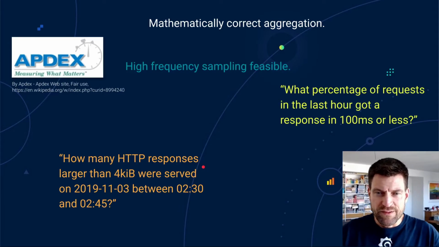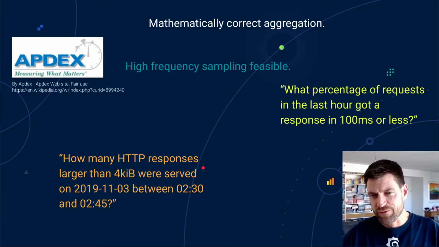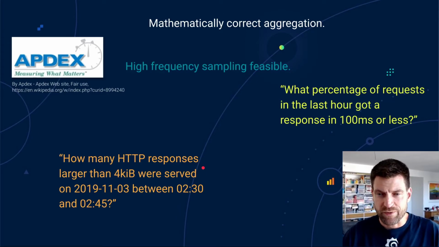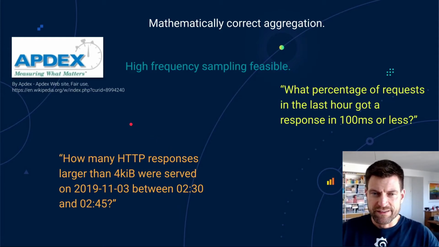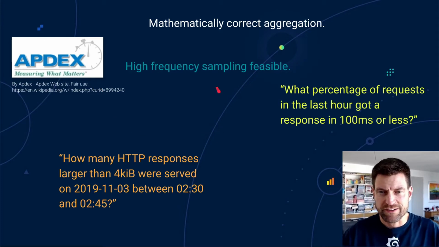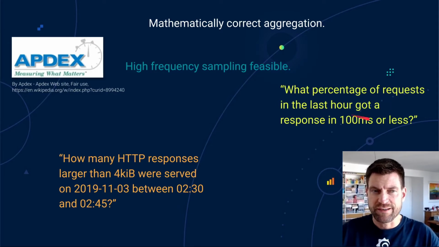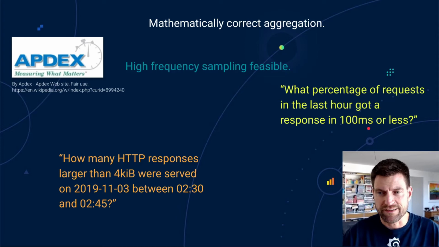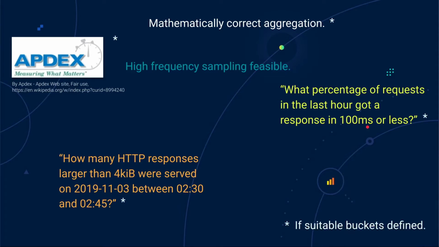So let's come to the remaining problem of histograms, or let's first recap what are actually the things that work well. This is kind of a flashback to one of the slides in the second talk. These are things that work well. Rate calculation, high frequency sampling is mathematically correct, which you can't take for granted, unfortunately. And questions like those percentage questions. What percentage of requests in the last hour got a response in 100 milliseconds or less? These work really well, but unfortunately they only work well under circumstances.